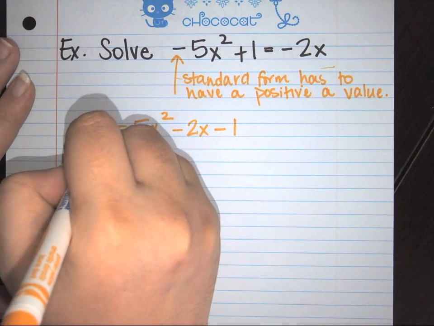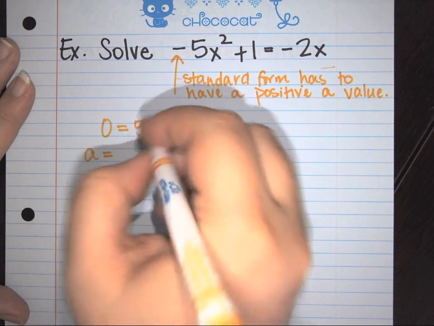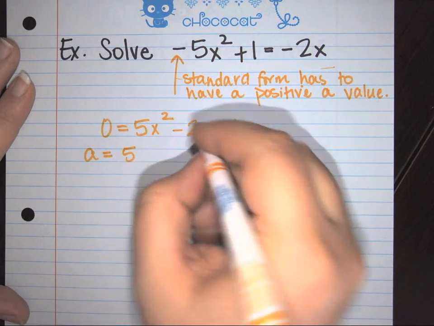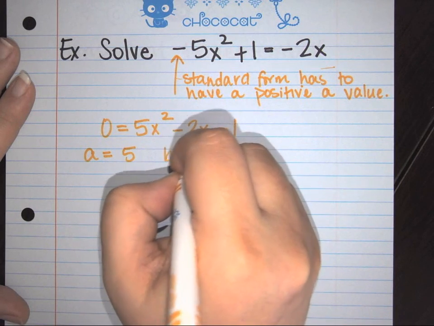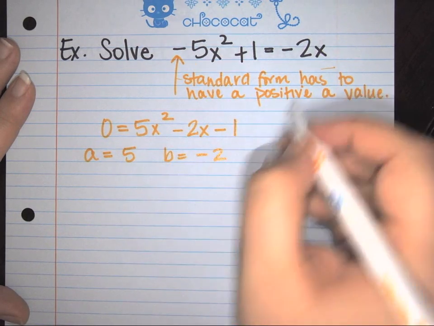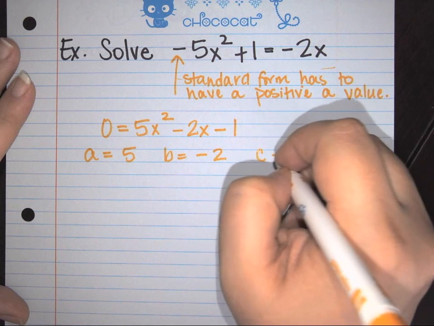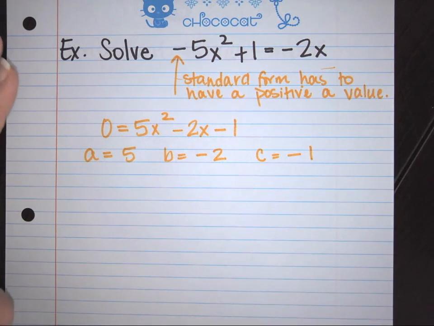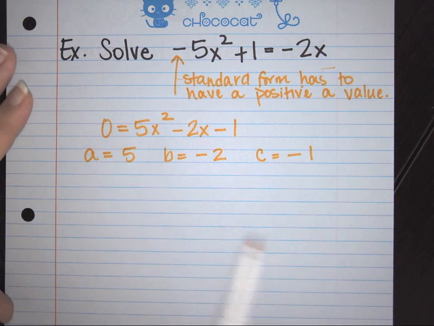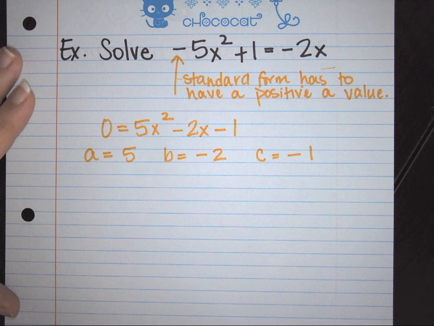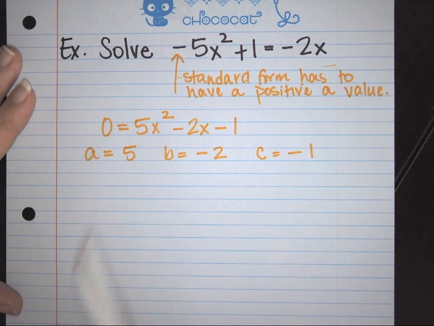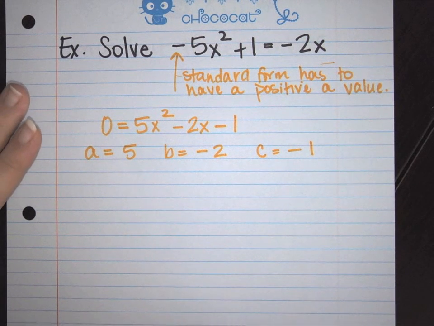Now I can go ahead and list out that I have a equaling 5, I have b equaling negative 2, and c equals negative 1. So what you have to notice here is that your signs are going to come along with. Okay, so with this, I now need to plug it in.